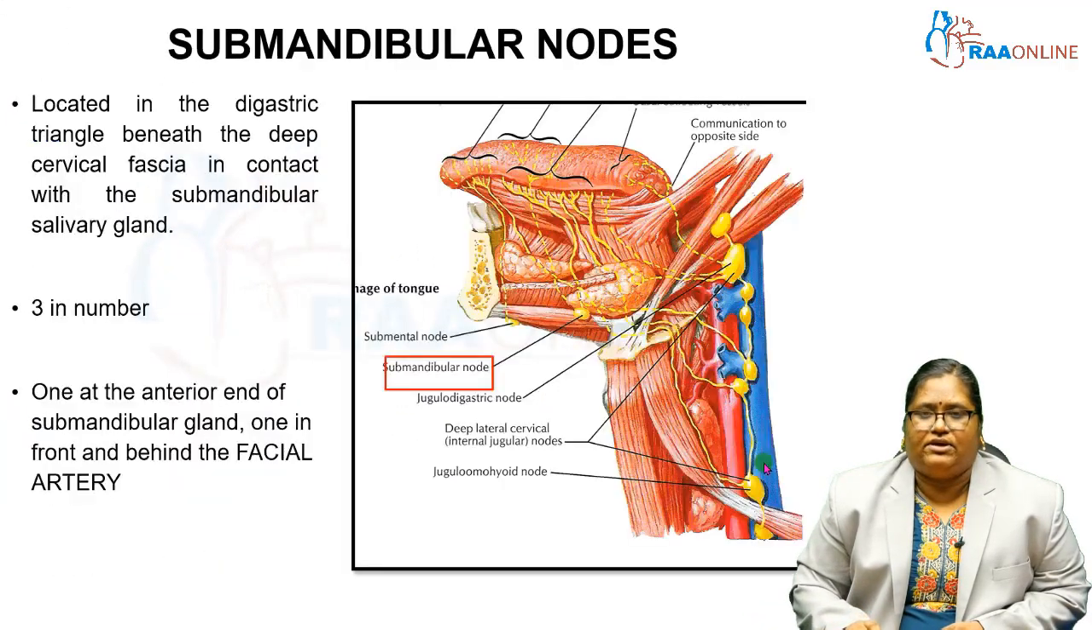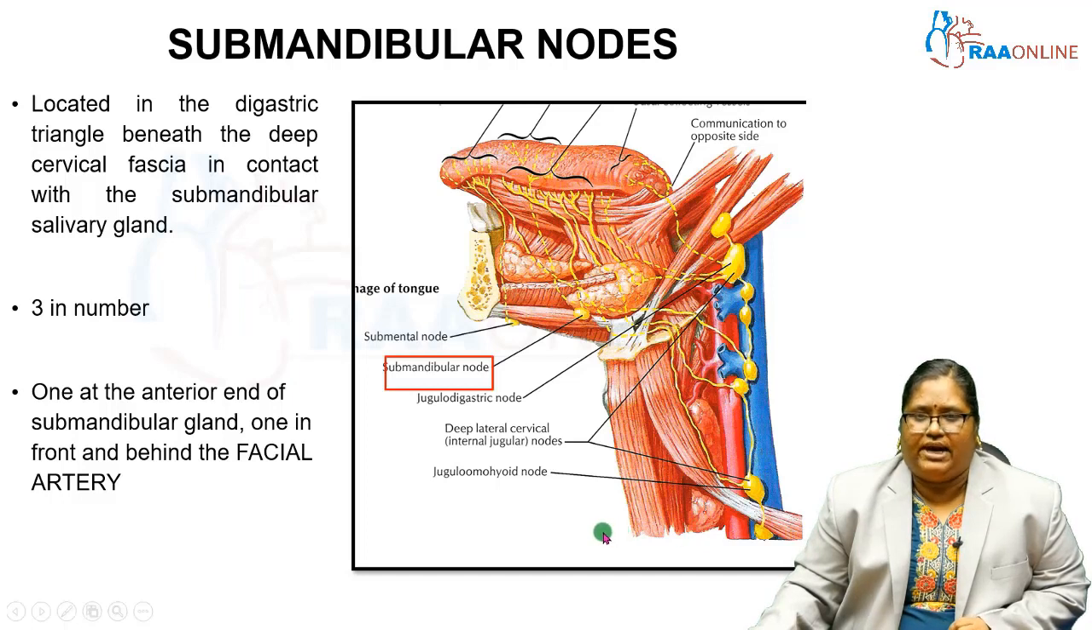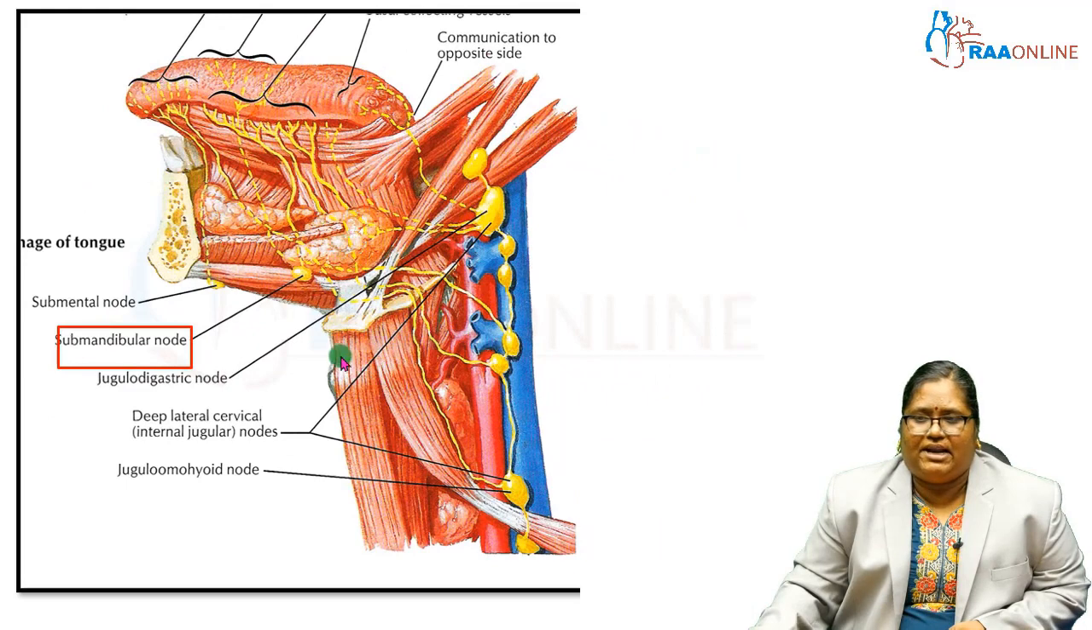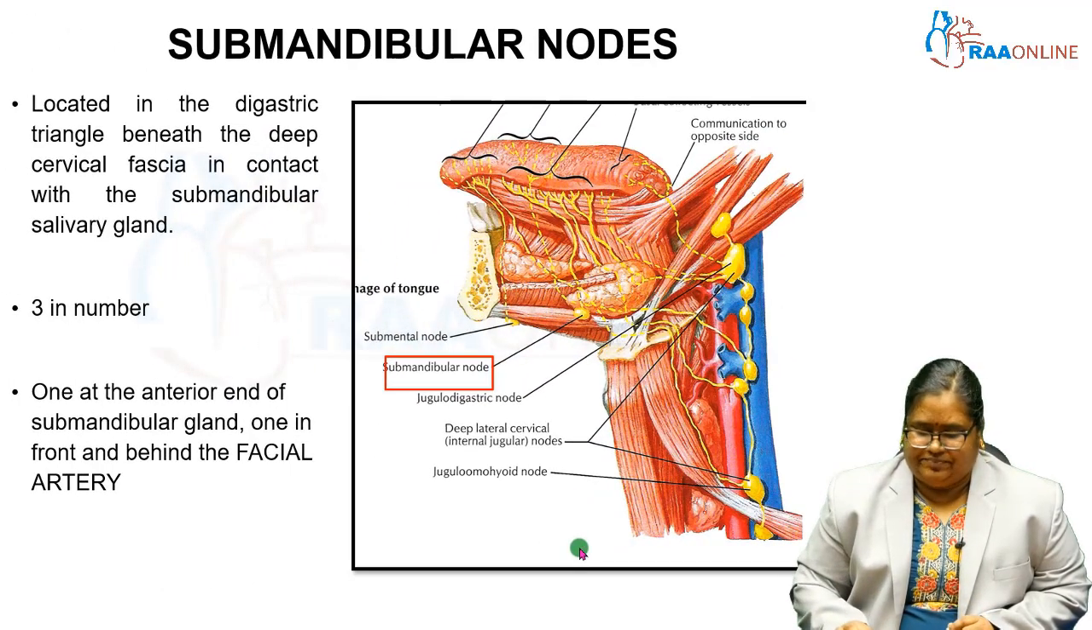Next, we will go on to the submandibular nodes. These nodes are located in the digastric triangle beneath the deep cervical fascia, in contact with the submandibular salivary gland. This is the submandibular salivary gland and this is the submandibular node. They are 3 in number: one at the anterior end of the submandibular gland, and one in front and one behind the facial artery.